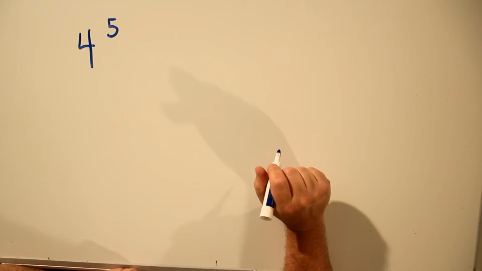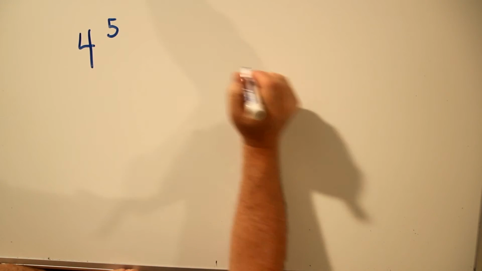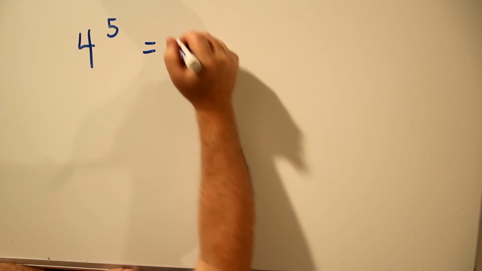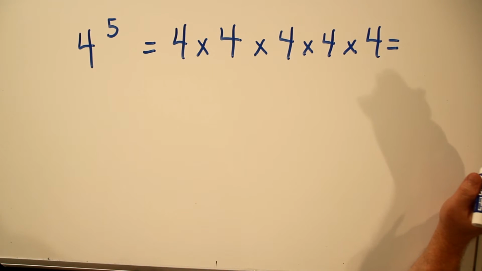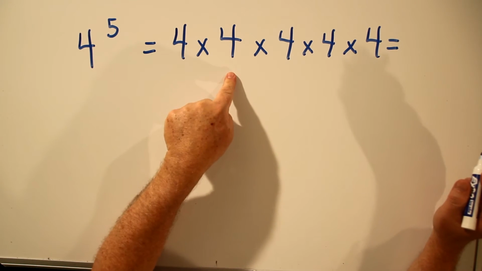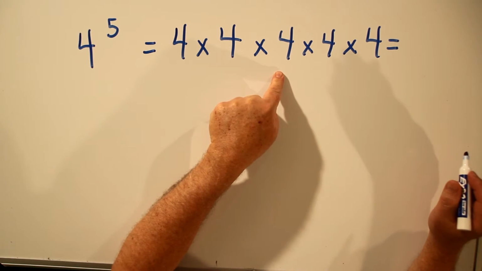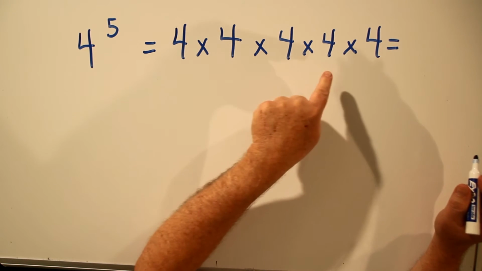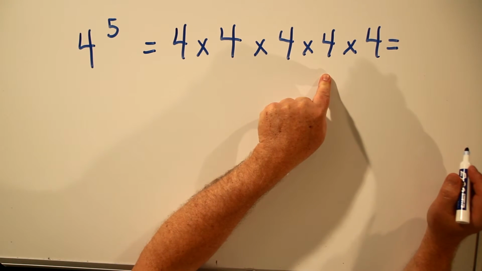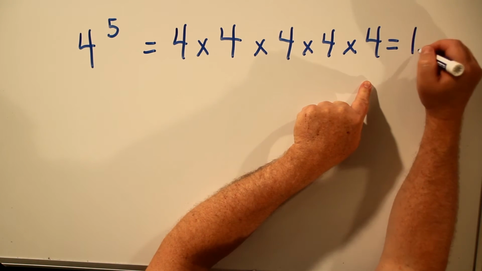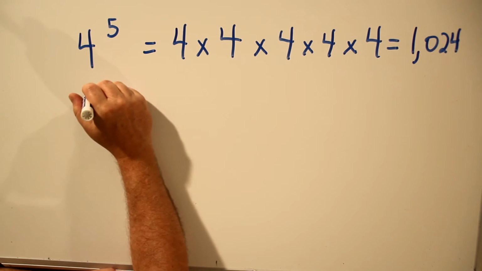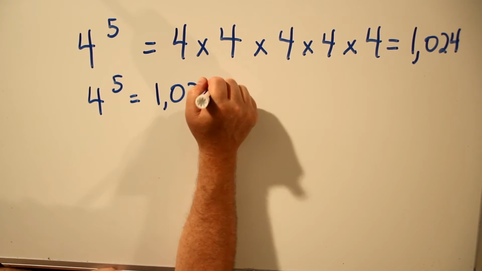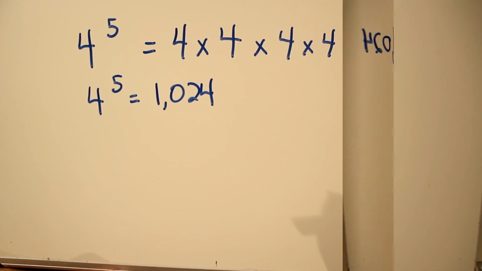Let's try 4 raised to the power of 5, or 4 to the 5th power, we say. 4 to the 5th power means use 4 as a factor 5 times. And if we did all this multiplication, 4 times 4 is 16, times 4 is 64, times 4 is 256, times 4 is 1024. So 4 to the 5th power is 1024.